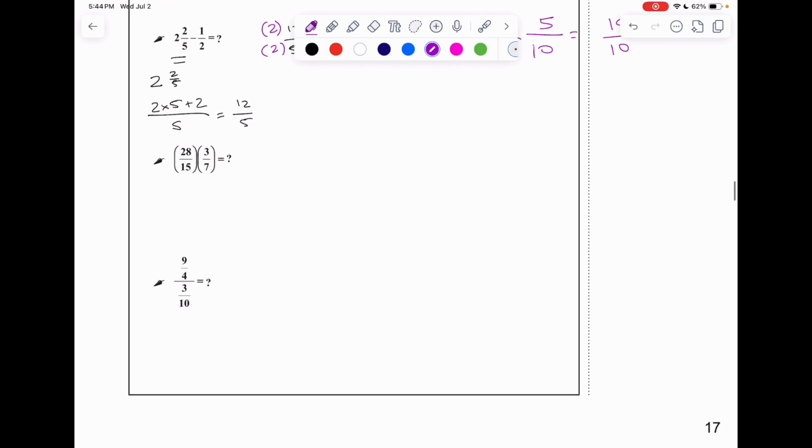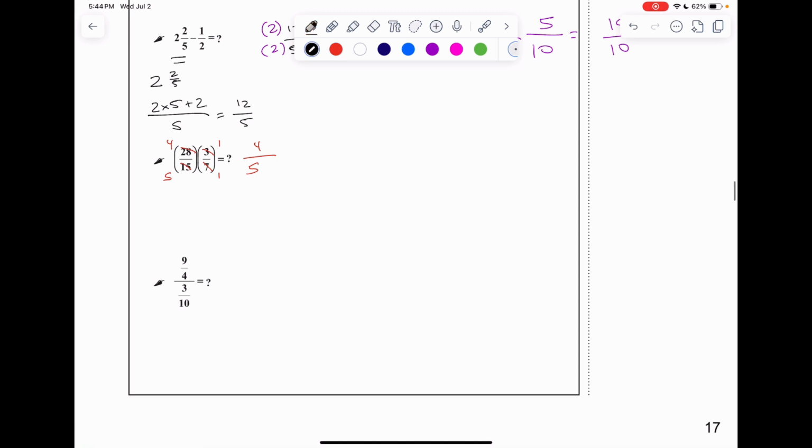For our next one here, I'm going to cross cancel. 15 and 3 both have a factor of 3. 3 goes into 3 1 time, and 3 goes into 15 5 times. 7 goes into 7 1 time, and 7 goes into 28 4 times. So we'll multiply the tops together, 4, and multiply the bottoms together, 5. And there we go. Now remember, keep, change, flip.